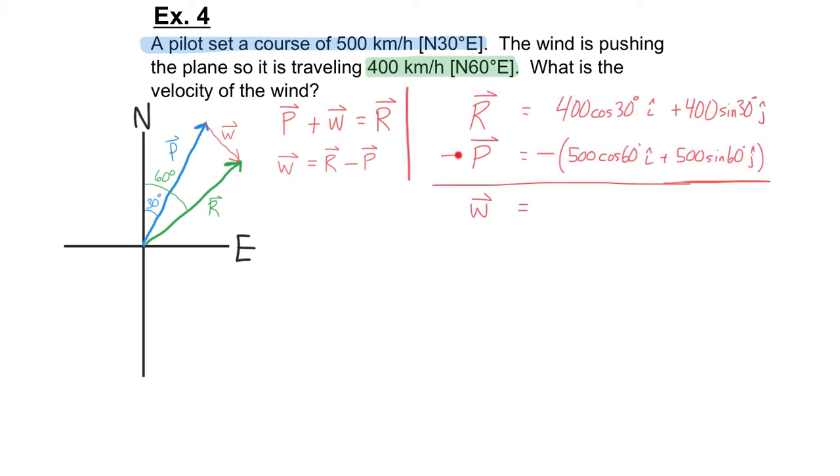So I have R minus P. Here's R, here's minus P. I can get those together and figure out what W is in the x and y components. The magnitude of R is 400 because it's 400 kilometers per hour. The magnitude of P is 500 because it's 500 kilometers per hour. And I've got the angles 30 and 60.